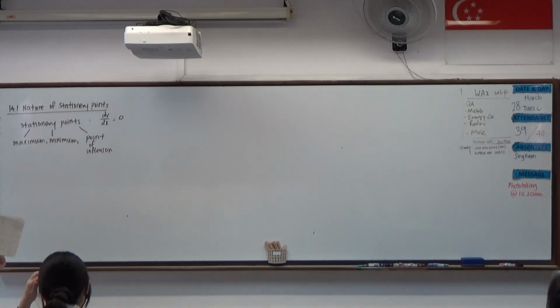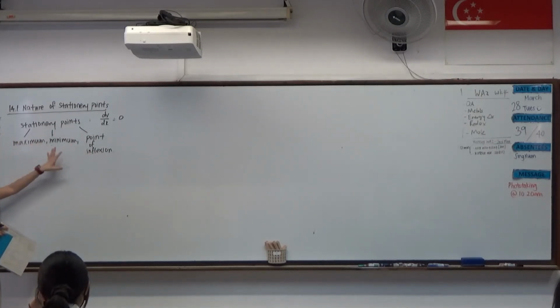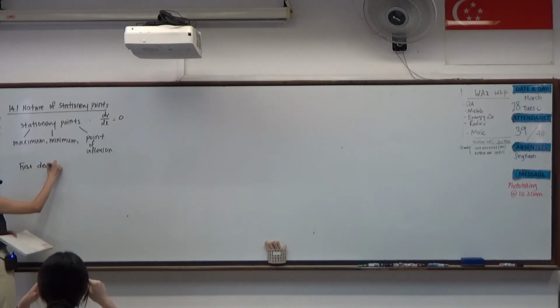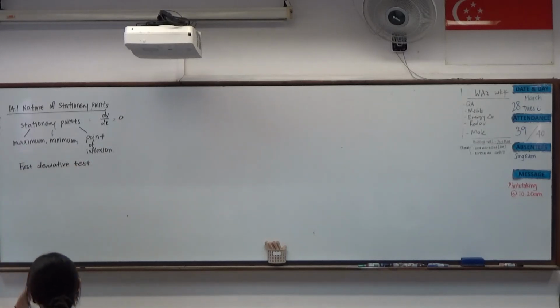Then, in order to determine the nature of these three points, the stationary points themselves, that means whether it is maximum, minimum, or point of inflection, we have learned that we can use the first derivative test to determine the so-called nature. I realized yesterday that I forgot to mention and emphasize what nature of stationary points means. It means that if I have the coordinates of the stationary point, I need to know the nature, meaning to say, is it maximum, minimum, or point of inflection?